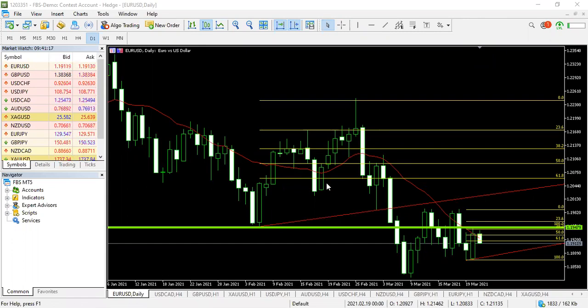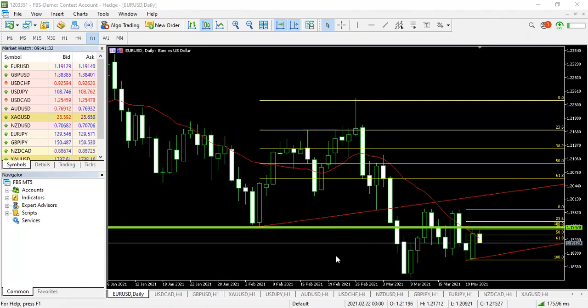This week we're going to be focusing on the Euro USD, USD CAD, Pound USD, Gold, USD JPY, AUD USD, USD Swiss franc, and New Zealand dollar USD.